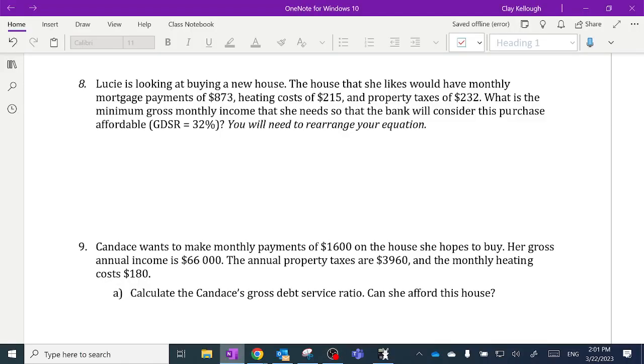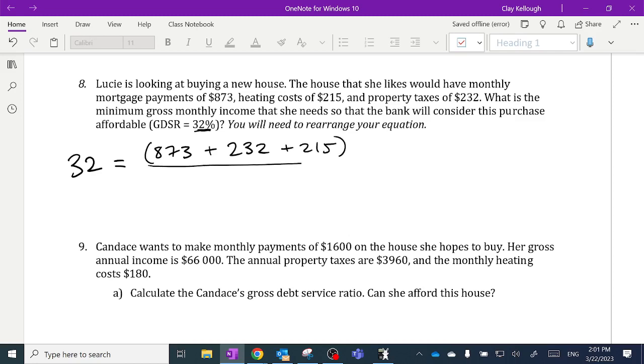All right, so I'm going to set this up. This time, I know the GDSR. I'm going to use the maximum of 32, and I know that my monthly payments are $873 for the mortgage and $232 for my property taxes and $215 for my utilities heating bill, and divide that by the number I don't know this time. And don't forget it's times 100 for this formula, right?